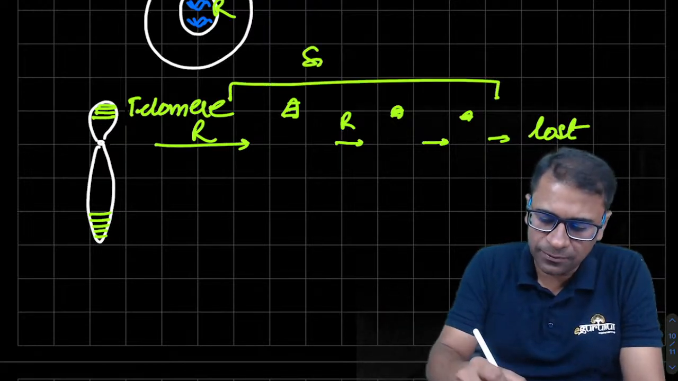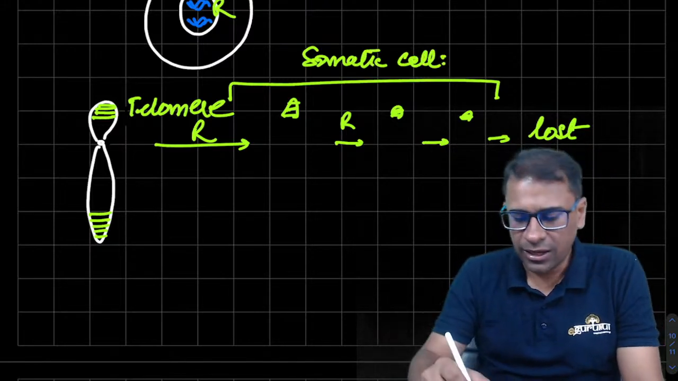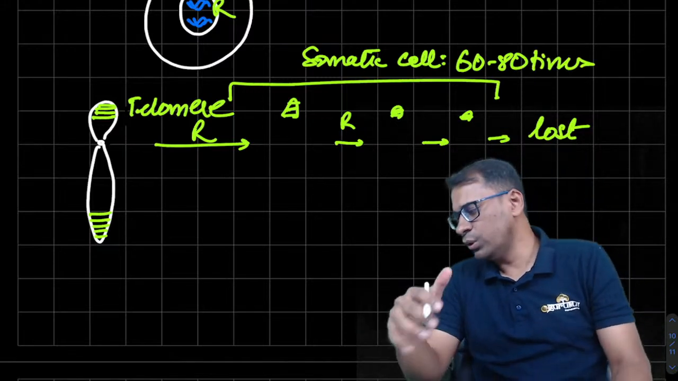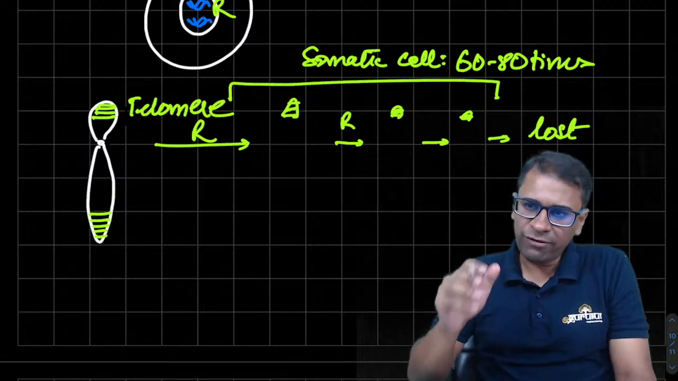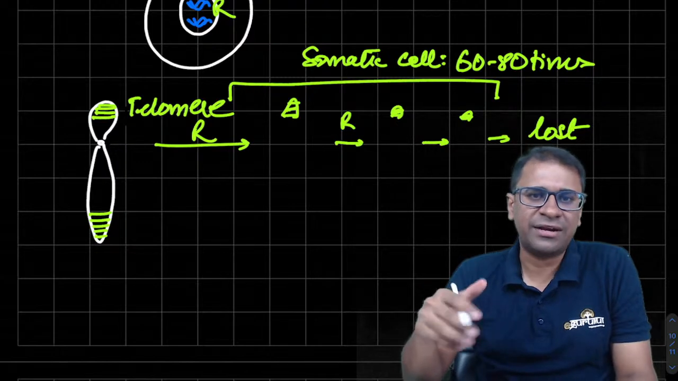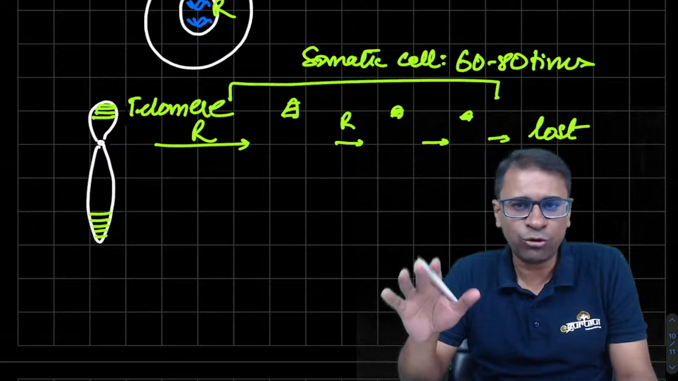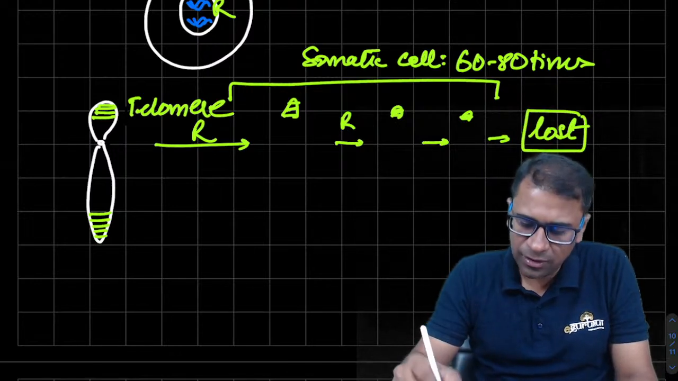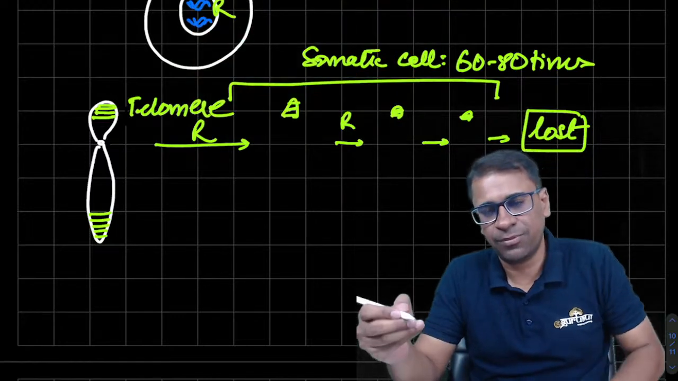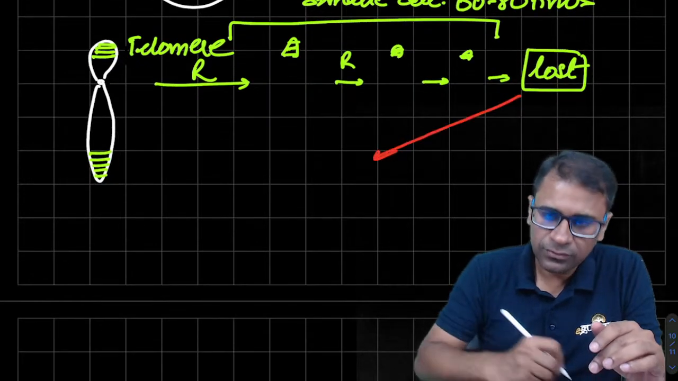For a somatic cell, this replication number is around 60 to 80 times, after which the cell fails to divide any further. So now we have understood that whenever glucose enters a cell, the cell will divide, replicate, and finally it will fail to divide any further. So once the telomere is lost, what happens? The cell does not replicate any further.